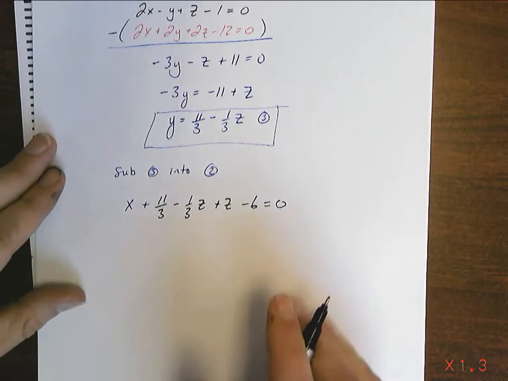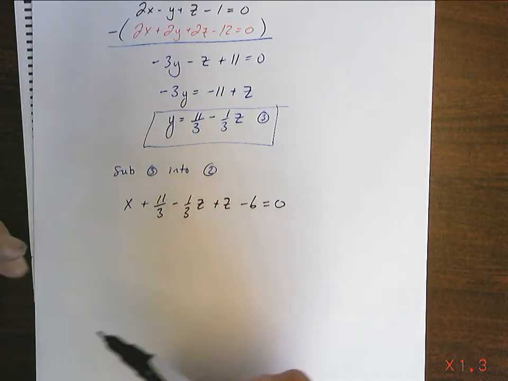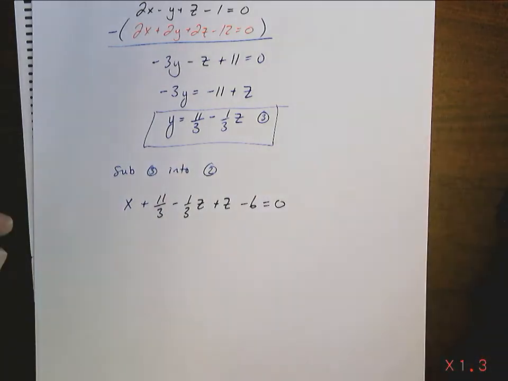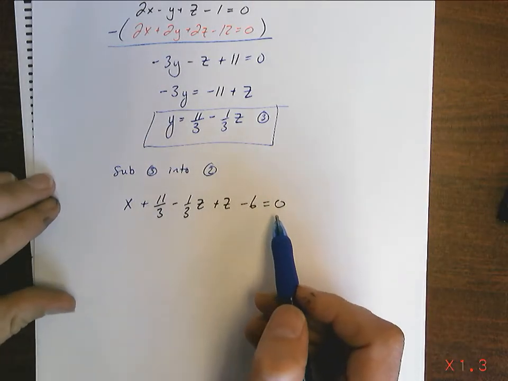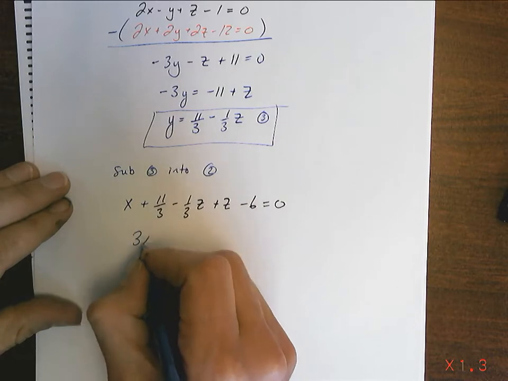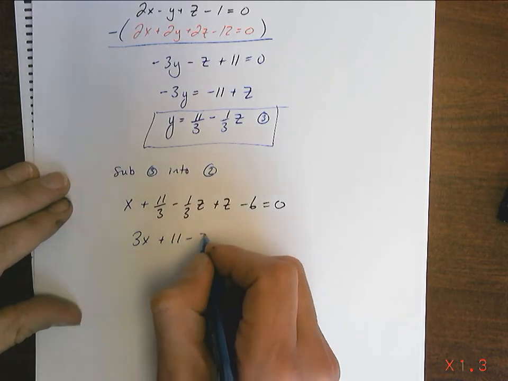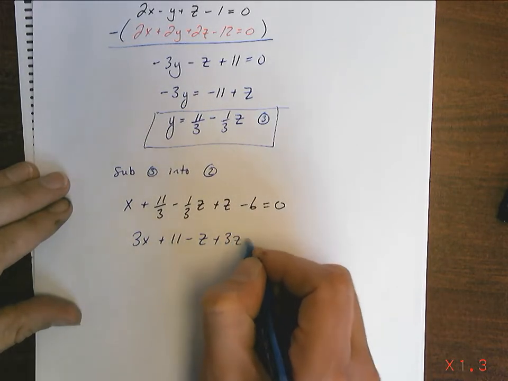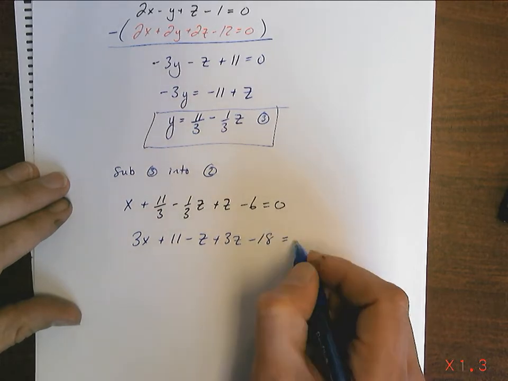Now I don't know about you, but I don't like working with fractions. I always tend to make a mistake when I do. So I'm going to multiply both sides of this equation by 3. So that's going to be 3x plus 11 minus z plus 3z minus 18 equals 0, since 0 times 3 is 0.